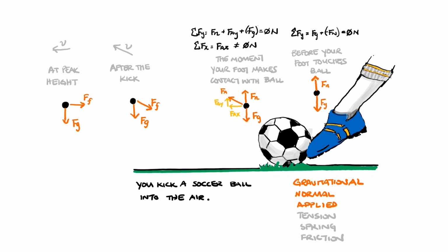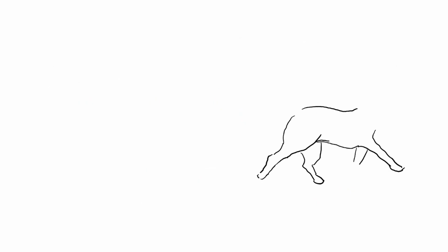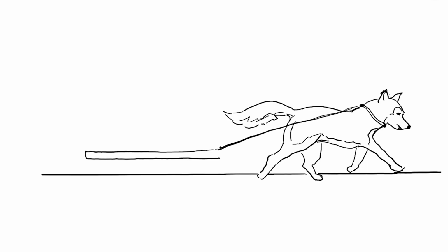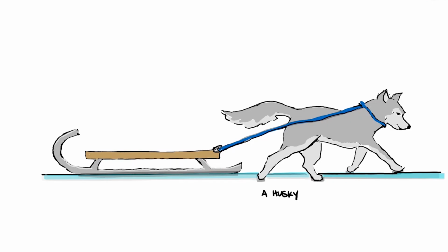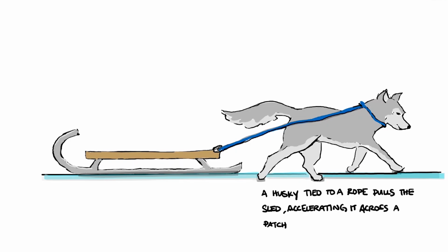The free body diagram you draw not only represents the forces acting on an object and their relative sizes, but it represents them at a specific moment in time. Okay, let's not stop there. A husky tied to a sled by a rope pulls the sled, accelerating it across a patch of flat ice. Okay, let's analyze the horizontal and vertical motion of the sled separately.